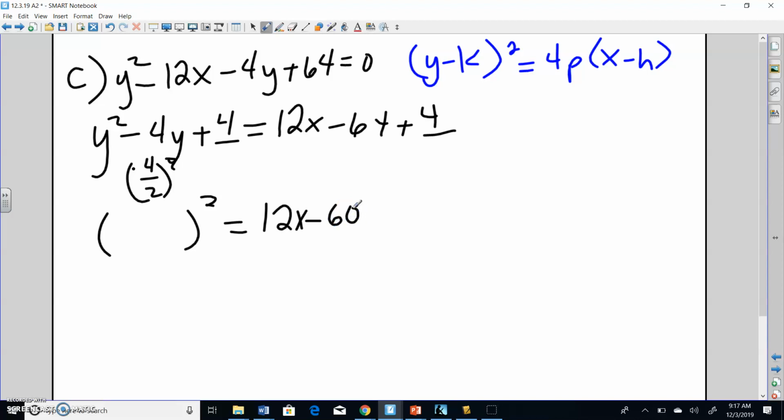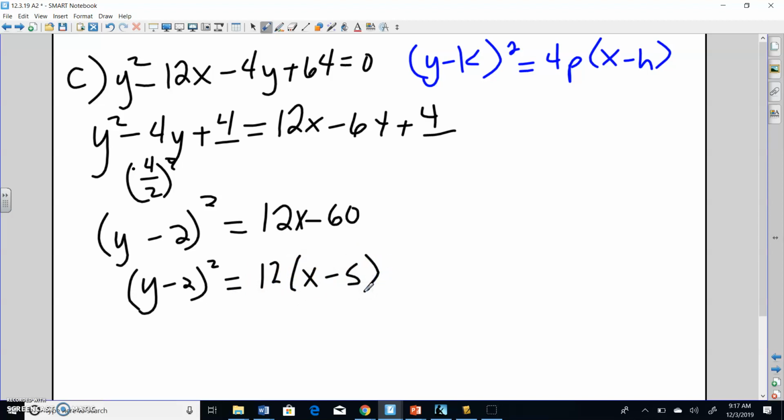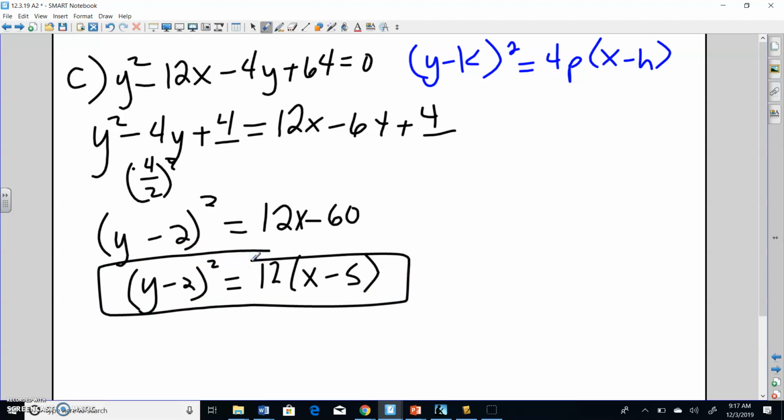On the left, Zammy, what's going in parentheses here? Y minus 2, good. And then how are we going to change the right, Colton? What's the right going to look like now? 12 parentheses x minus 5, because we get to take a 12 out of both of those. And that means P is what, Michael? That would be 3.